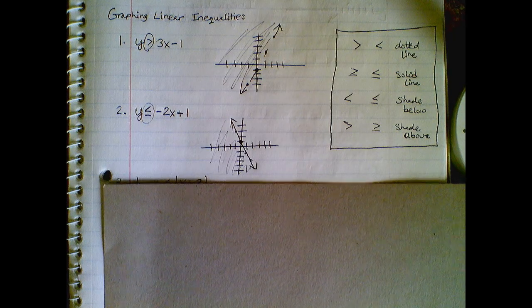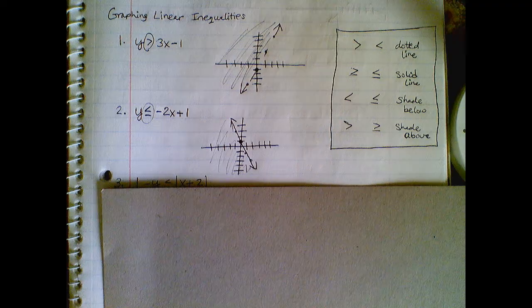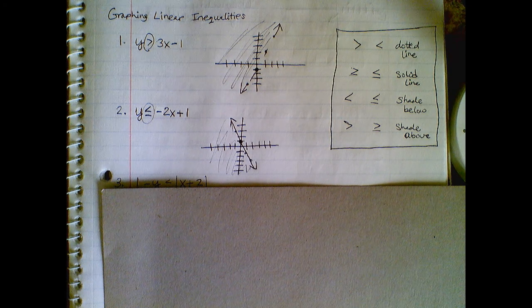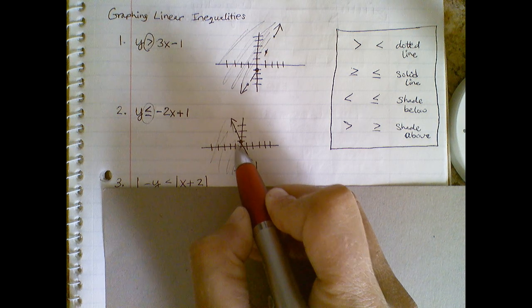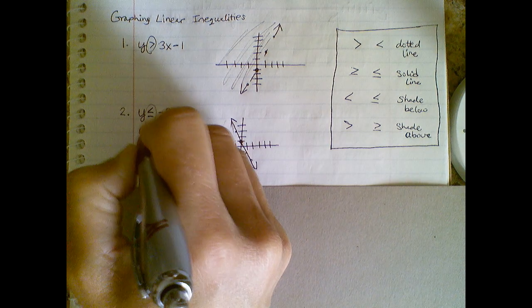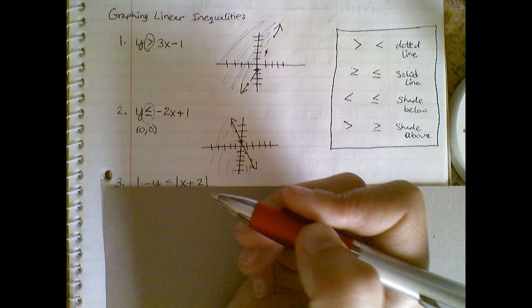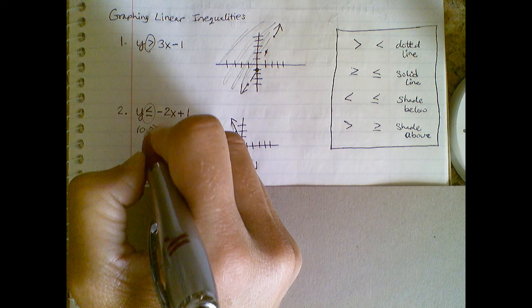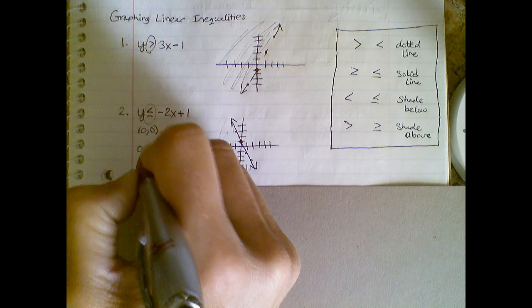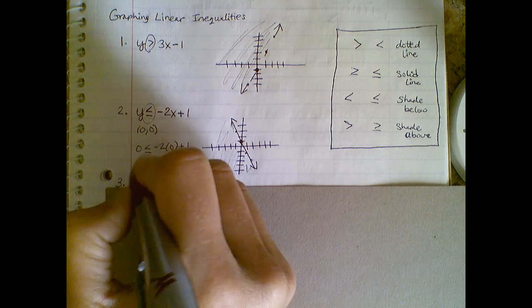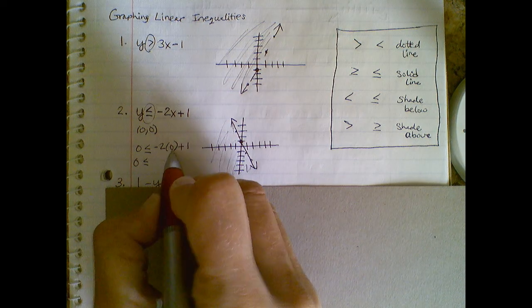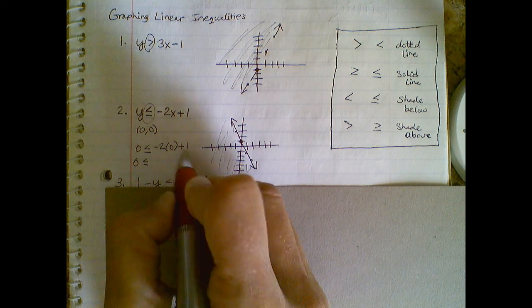Now, if you're having a hard time deciding which side to shade, just pick a point on one side or the other side of the line. Don't pick a point on the line. So, for example, if I pick 0, 0, which is below my line, and I plug that into my equation, I want to see if that is a solution or not. So y would be 0 is less than or equal to negative 2 times my x, which is 0, plus 1.